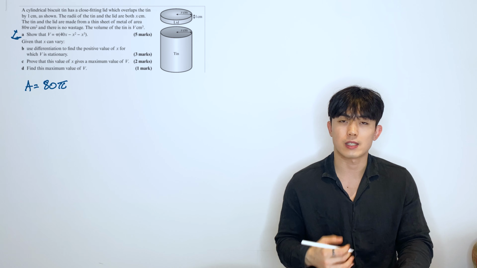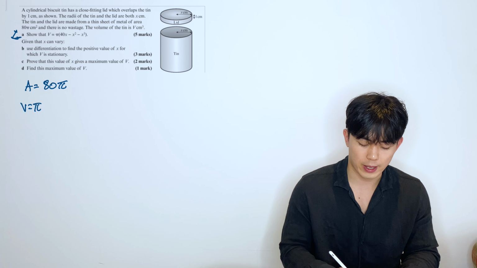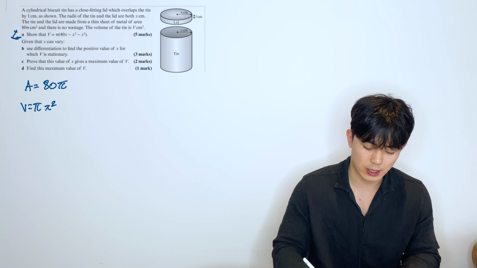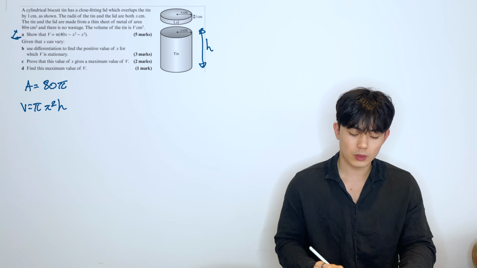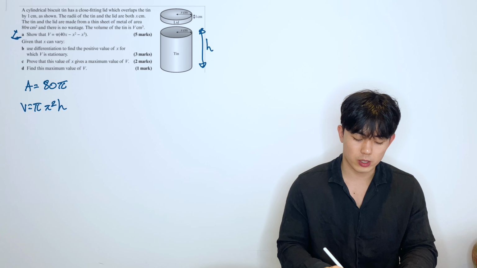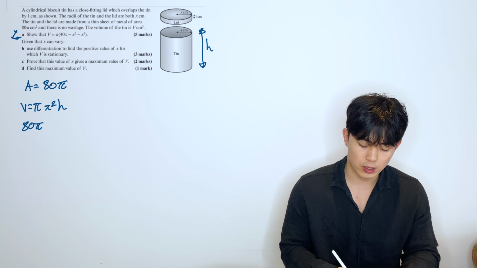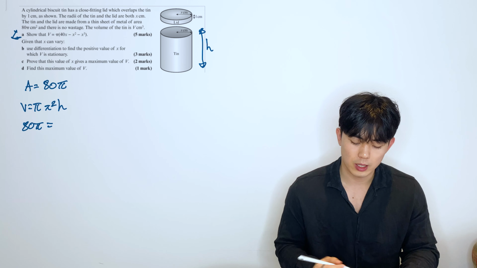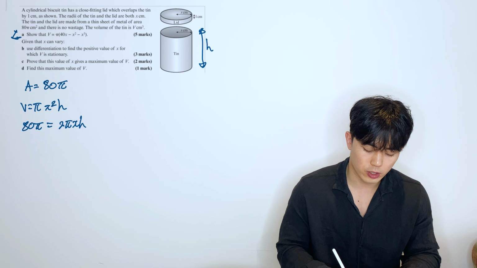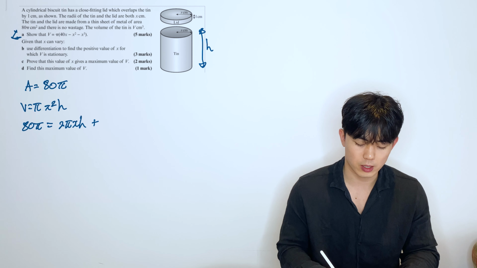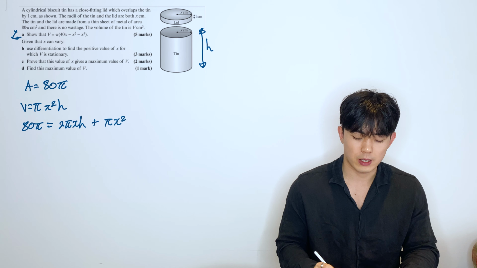So first things first, let's create the volume equation. Volume is pi, instead of r is x squared times the height. Let's call this tin height h, pi x squared h. And we can create the area equation. So 80 pi is equal to the total surface area, okay? So let's look at the tin first. So the surface area of the tin would be 2 pi x h plus, there's a bottom of the tin, right? So that's going to be pi r squared, so pi x squared. That's the surface area of the tin.